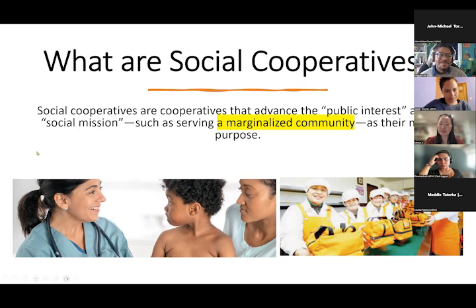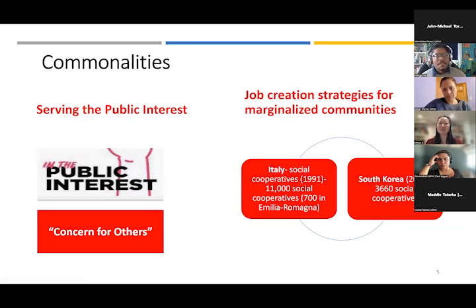So there are a couple of important characteristics. Number one, serving the public interest. That means your membership goal should go beyond benefiting the members, which relates to our important co-op principle, concern for others. When we talk about cooperatives for people dealing with disabilities, low-wage workers, or previously incarcerated people, if you are forming those cooperatives, perhaps you are part of that social cooperative, because you serve the public interest, a much bigger common good, but at the same time you are also creating jobs for those marginalized communities.